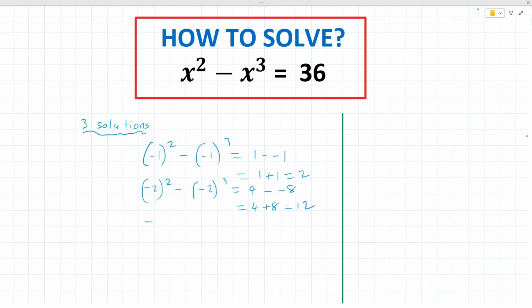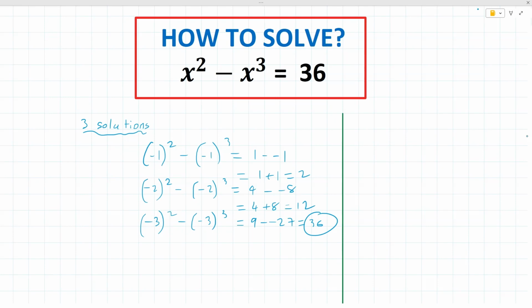If we do this with negative 3, we'll probably get closer to our desired result of 36. That might even be the right answer. So negative 3 squared minus negative 3 cubed: 3 squared is 9, and 3 cubed is 27, so minus negative 27, and we get 36. Oh wow, 36 is good. That's what we want. Okay, so we found a solution, and that's going to be quite useful.